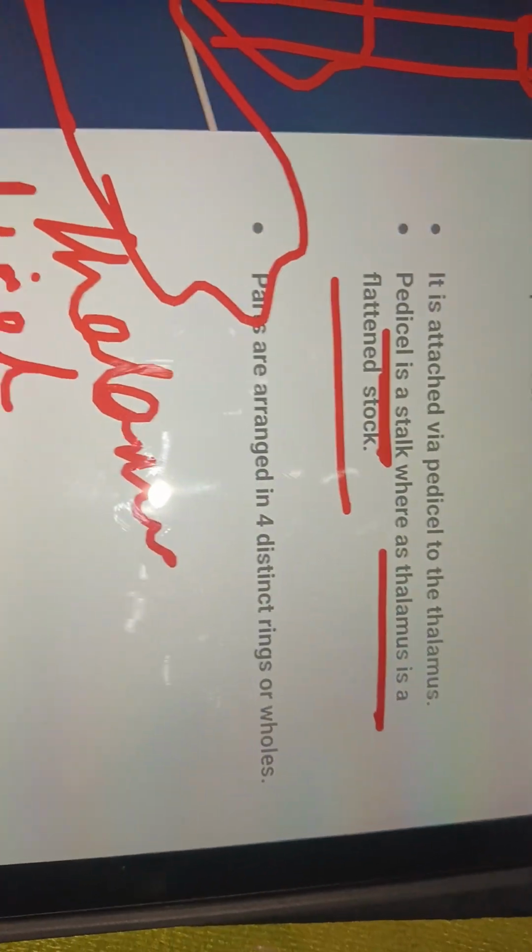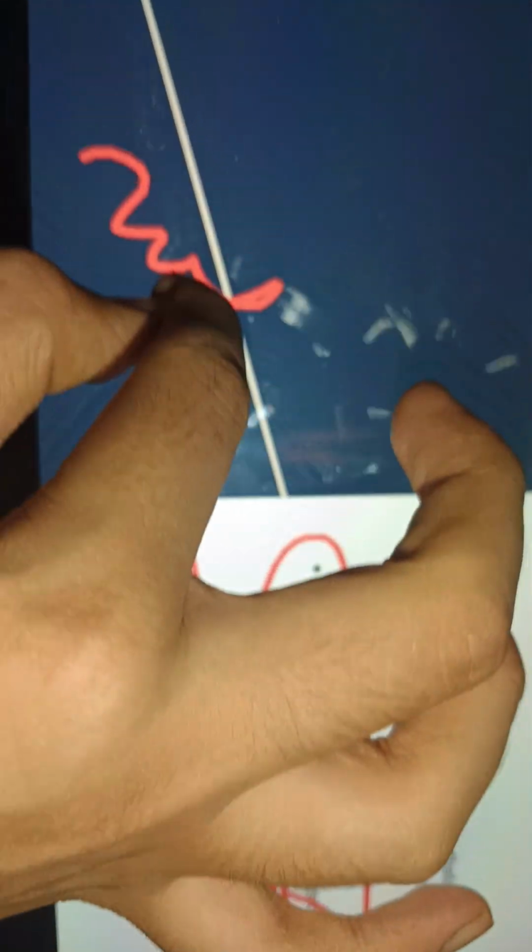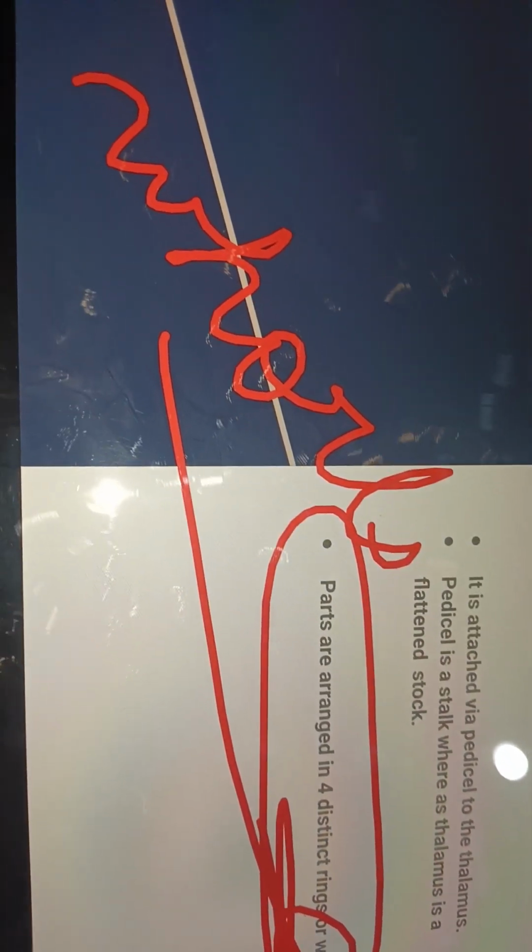Is that clear? Parts are arranged in 4 distinct rings or whorls. There are many whorls in it. The spelling of whorls is wrong actually. Parts are arranged in 4 distinct whorls. Is that clear? There are 4 different whorls.